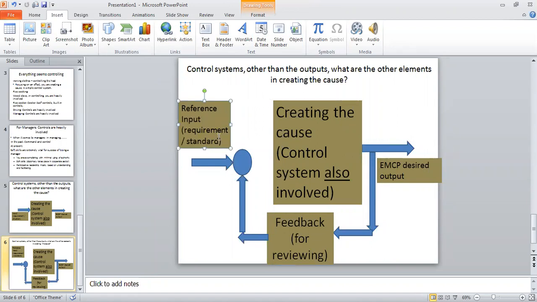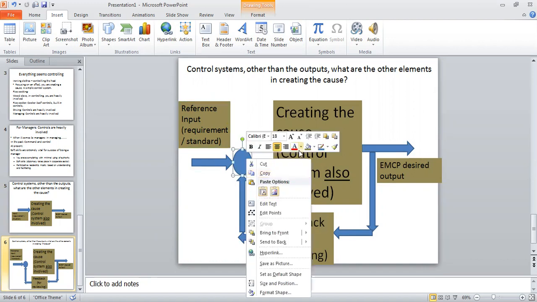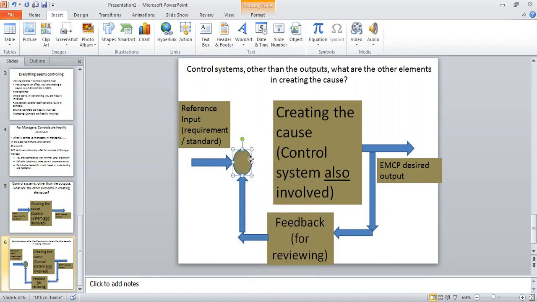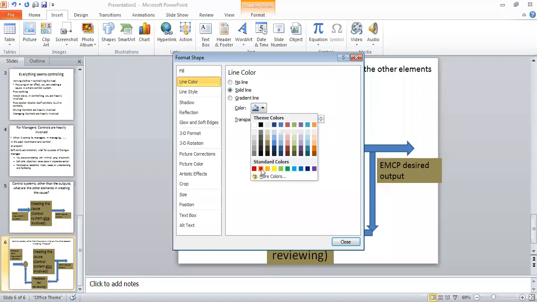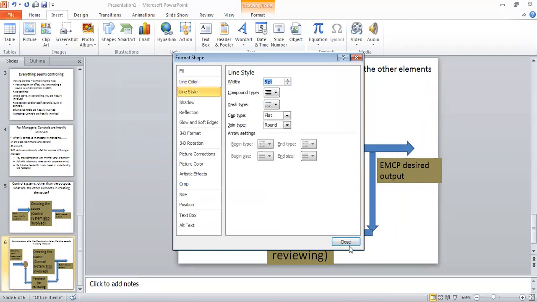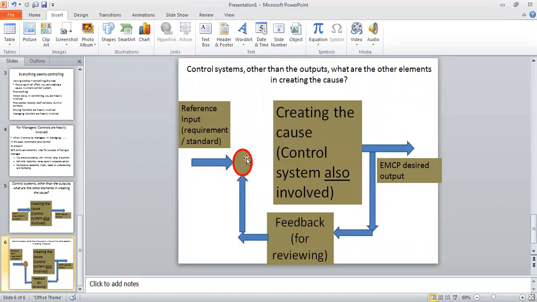So reference input or requirement or standard can be any different name. Then feedback. Then we do this review here, or we can compare. This is our reference compared with the output. Yes, this is the output, and this is the way the output should be. We refer to this information or some data, and we do the comparison. So this point is very important.